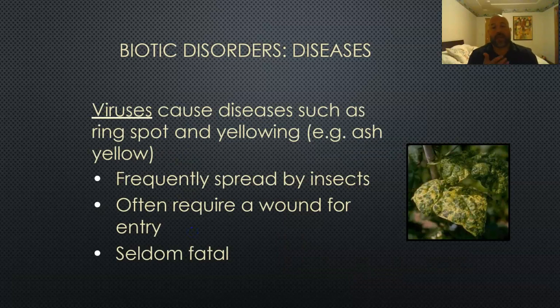We also have viruses, and viruses can cause diseases such as ring spot and yellowing. The viruses are frequently spread by insects. They often require a wound for entry. So we said that idea before about spreading disease of having a susceptible host. With the viruses, you need that wound. You already need the tree to have an issue, and then it can work its way into the system. Viruses, though, in trees are seldom fatal.